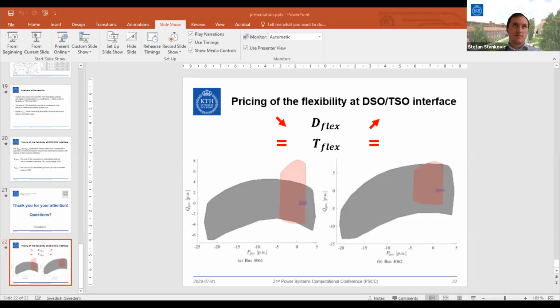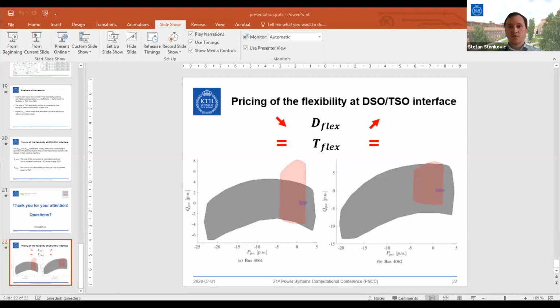And the voltage level on the primary side is assumed in the TSO desirability surface. So we have constraints on each of the voltage levels in the transmission system, and that is also valid for the primary side of the DSO TSO interface transformer.